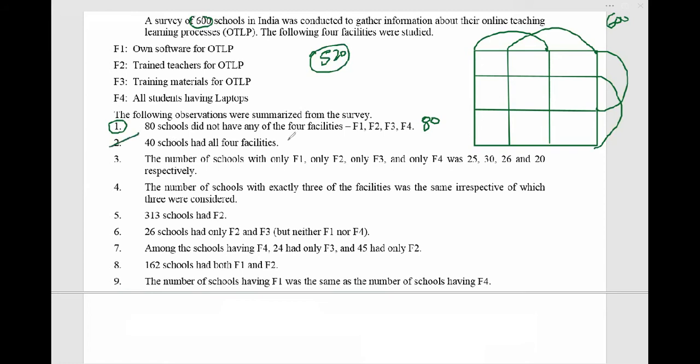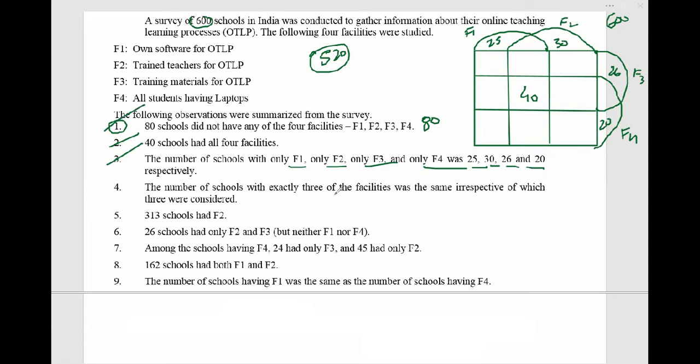40 schools have all 4 facilities. We know this is the part common to all 4 facilities, so let me name it first. F1, F2, F3, F4. 40 belongs to all 4. Students having only F1, only F2, only F3, only F4: 25, 30, 26, 20. We know where to place them. Only F1 is this 25. Only F2 is this 30. Only F3 is this 26. Only F4 is this 20. All these 3 pieces of information are completely utilized. You need not backtrack them.